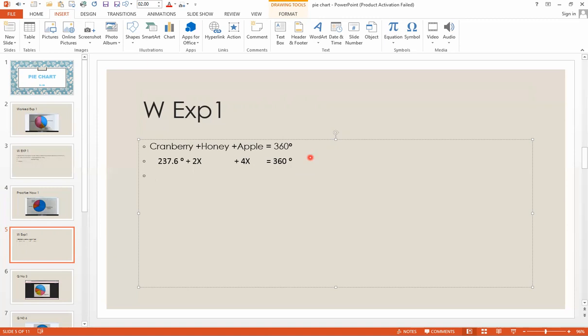Now we have to come to this question again. Look here, 4x plus 2x. It is equal to what? It is equal to 6x. So you have to write 6x. Then you have to write this one, 360 degree. And now you have to move this 237.6 toward that portion of the equation. So when I move it, this plus sign will be changed into minus.